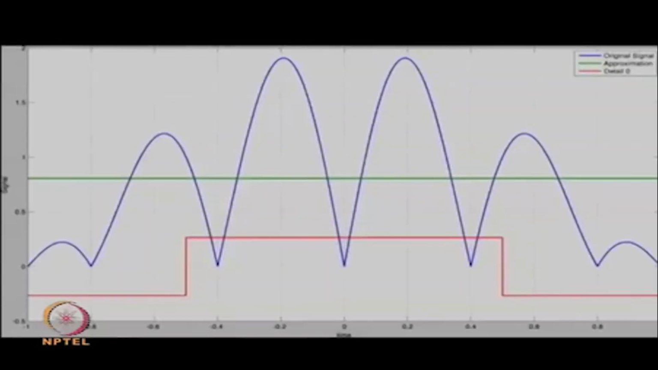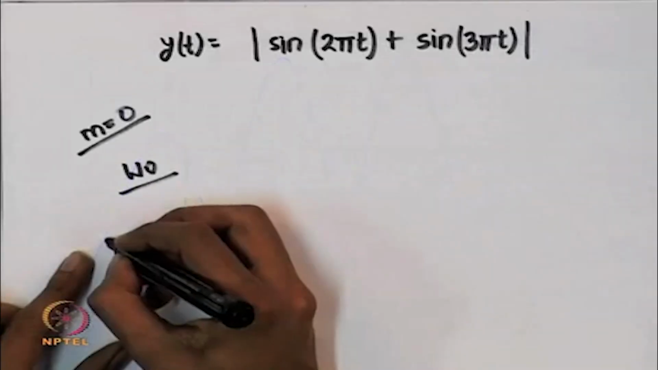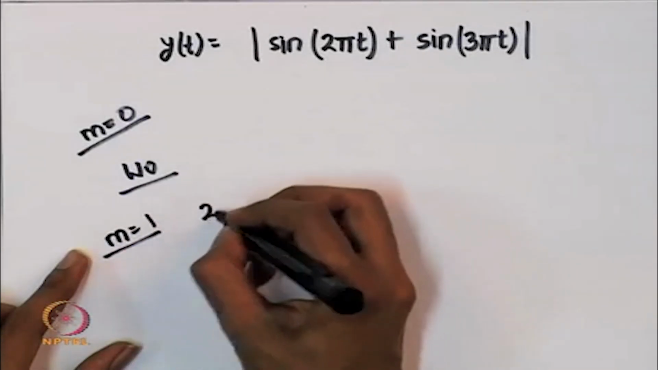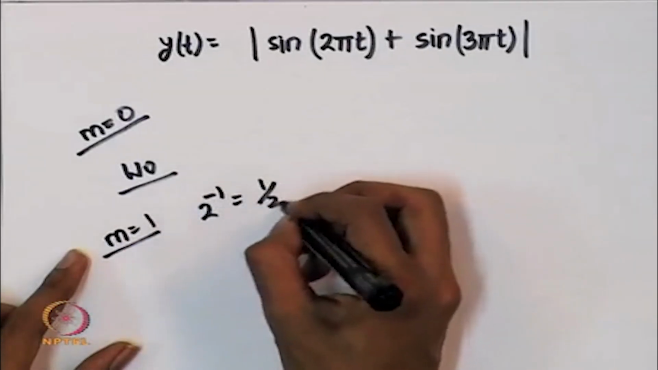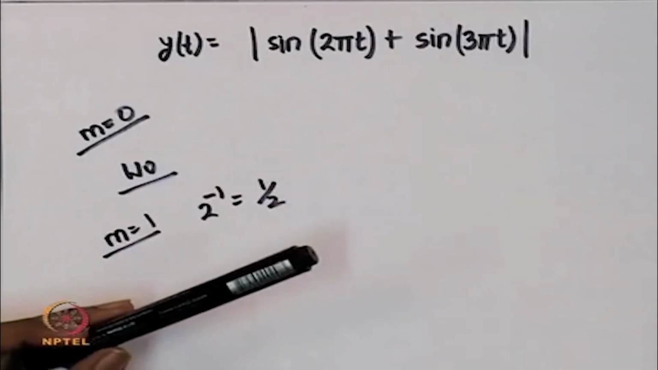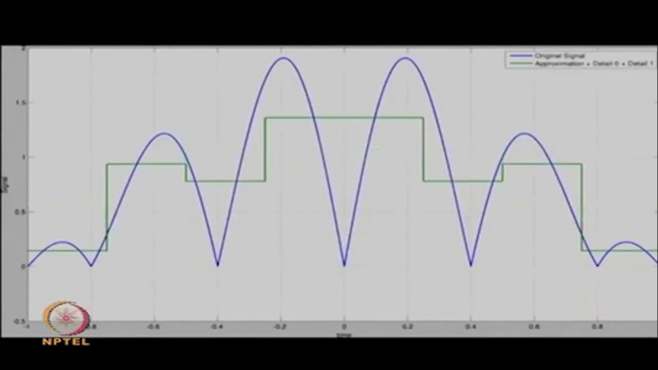When we add the approximation and the detail function, we get a better approximation to the original signal, which looks like this. Now we can add more and finer details to the function. We take the interval of size 2 to the power minus 1, that is half, and we add the detail to the approximation that we just got, which is shown in red. When we add these two, we get a much better approximation to the original signal.